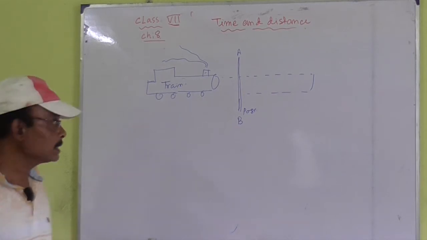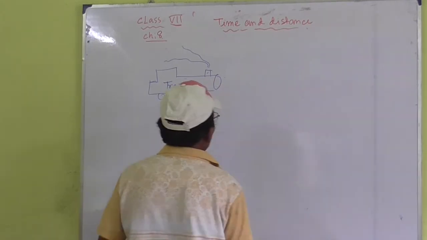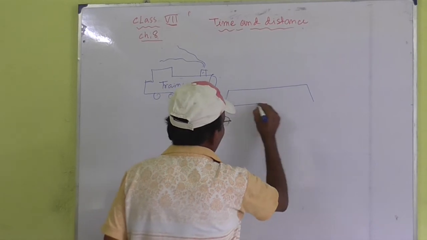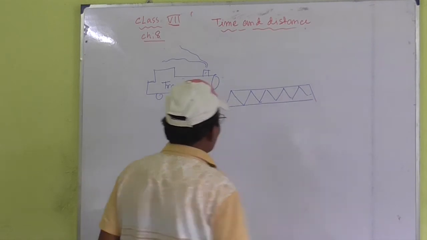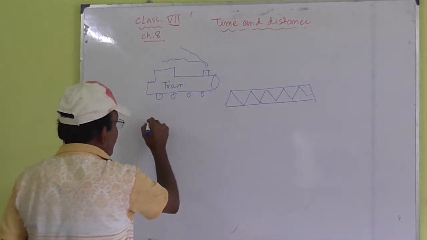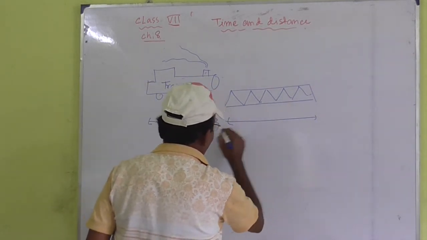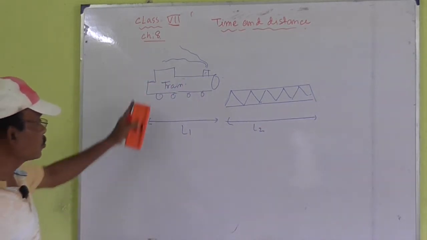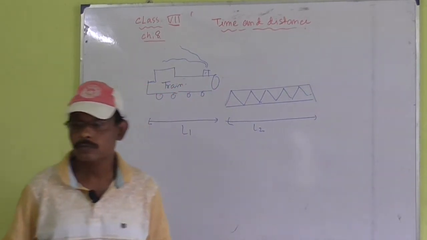The next rule is when that train passes a bridge, that is a bridge. So, the total length will be calculated, the length of the train, that means this and this, that means L1, L2. Okay. Then the total distance will be calculated as L1 plus L2. Clear?